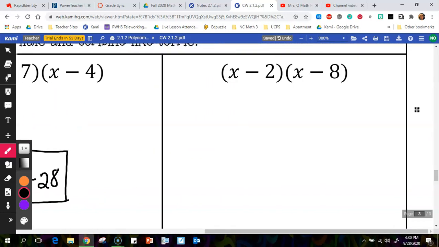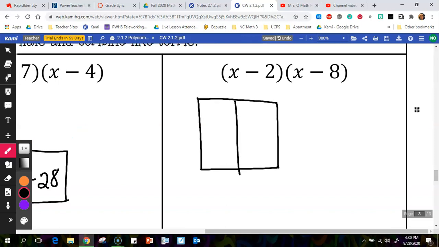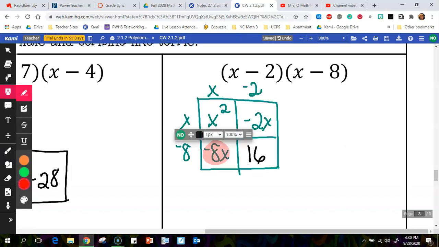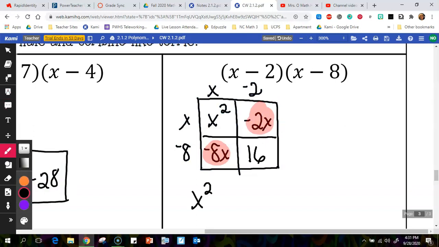Okay. We'll do this one. I think I'll leave the last three. This is two negatives, so x minus 2, x minus 8. So you got to be careful with those. That's x squared, negative 2x, negative 8x, and then a negative 8 times negative 2, positive 16. Like terms, definitely want to combine those. X squared, minus 10x plus 16.